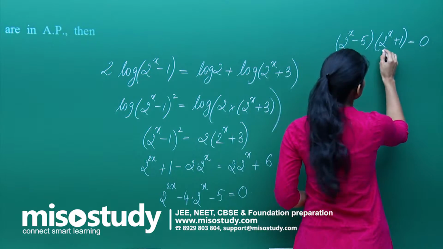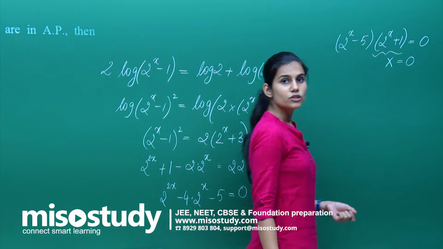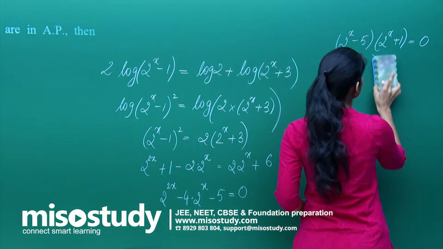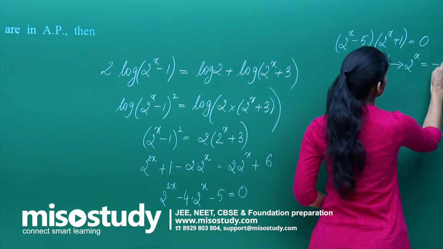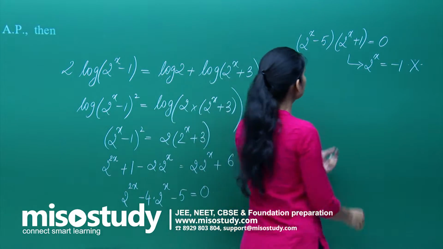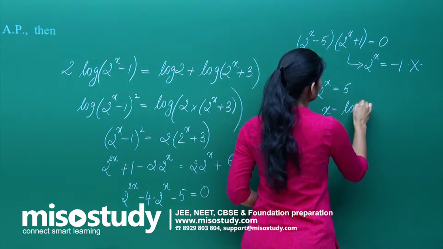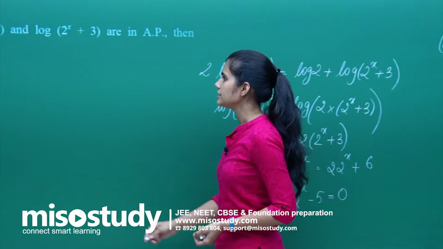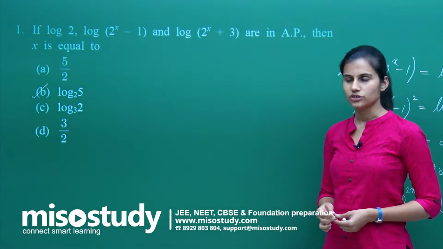Now I know that this can never be equal to 0. Why? Because 2 to the power x is never negative. So if this is equal to 0, you get 2 to the power x equals minus 1, which is wrong. And therefore for this expression to be 0, 2 to the power x will have to be equal to 5, or x will be log 5 to the base 2, and therefore the value of x is log 5 to the base 2 for these three terms to be in arithmetic progression.